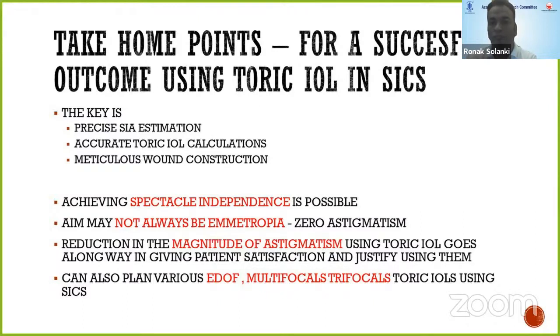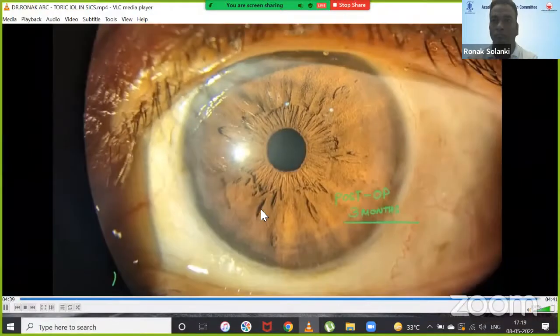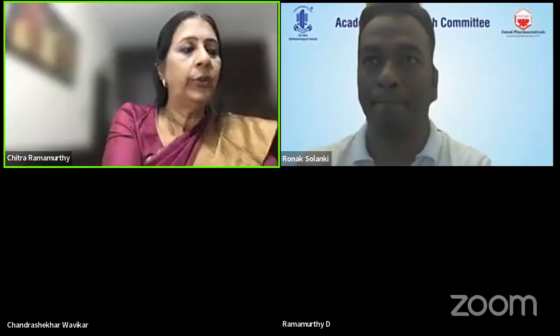Also, achieving spectacle independence is possible. The aim may not always be emmetropia. Reduction in the magnitude of astigmatism goes a long way in giving patients satisfaction and justifies using them. One can also plan various EDOFs and multifocal IOLs. Thank you. Thank you very much, Dr.